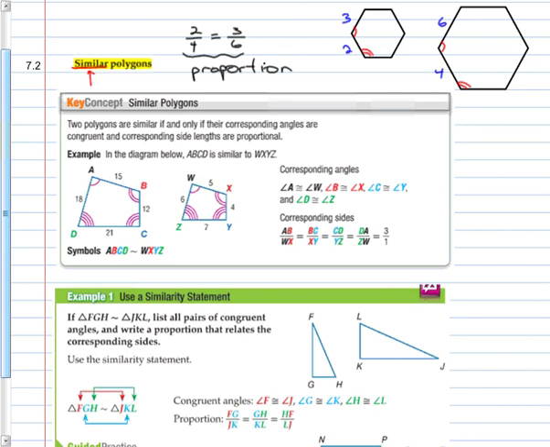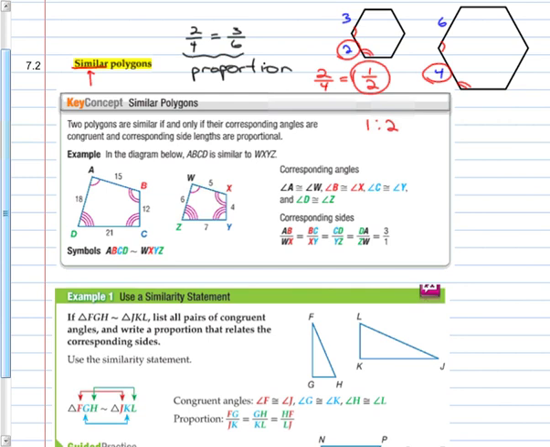The scale factor is always the reduced ratio of any two corresponding sides. So if I use those two sides and I reduce it, and it doesn't matter which two I reduce, I get 1 to 2. That would be called the scale factor of the smaller one to the larger one. What do you think the scale factor of the larger one to the smaller one would be? Yeah, instead of 1 to 2, it would be 2 to 1. So it's important the order we go.